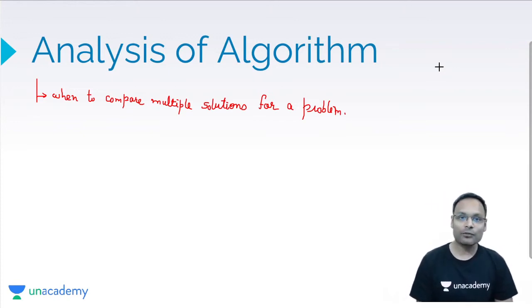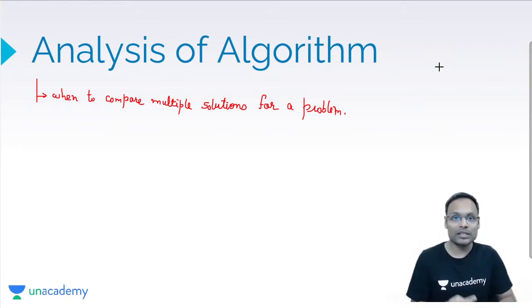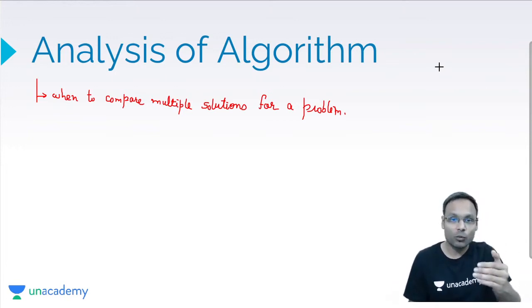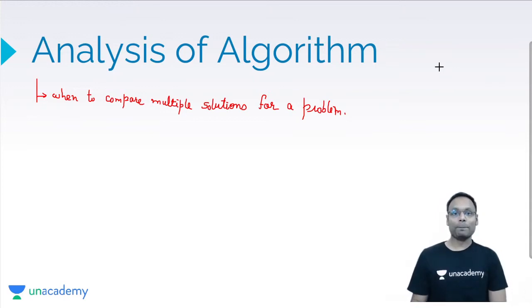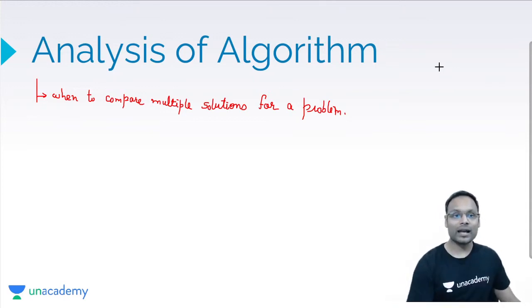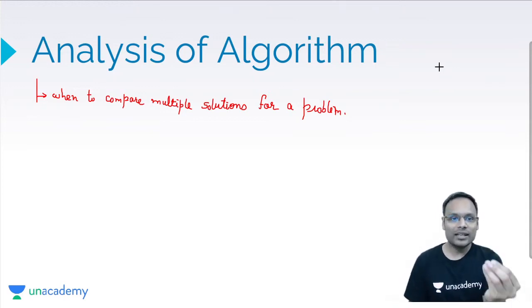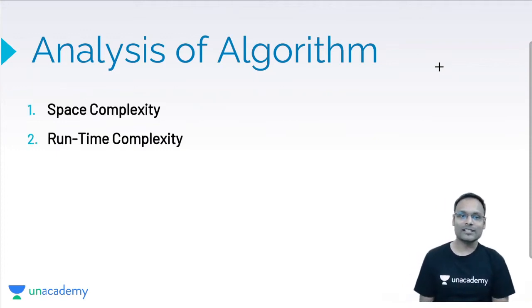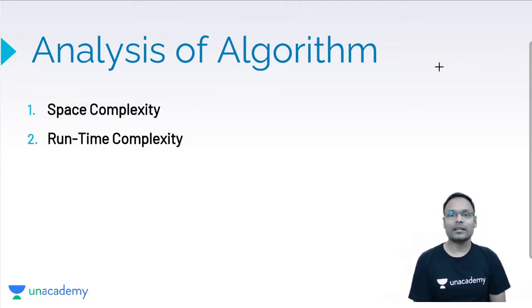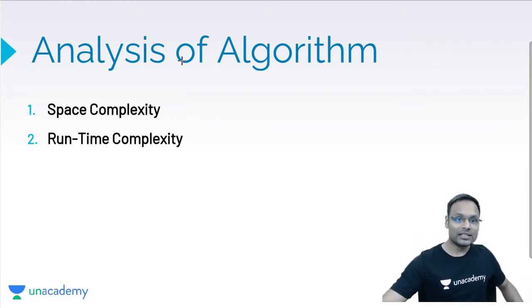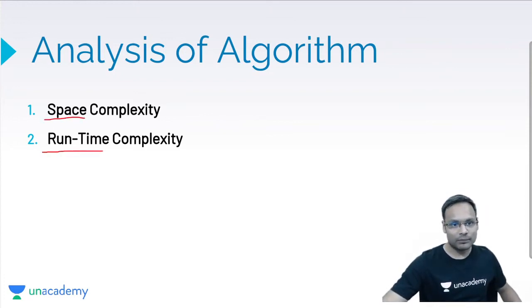What is the analysis of algorithm, or which particular algorithm is best? You need to ask me a cross question, sir. What is the basis of comparison? What is the basis of analysis? So we have basically two bases of analysis. One is space, another one is runtime. The algorithm needs how much space to run, and the algorithm needs how much time to run.